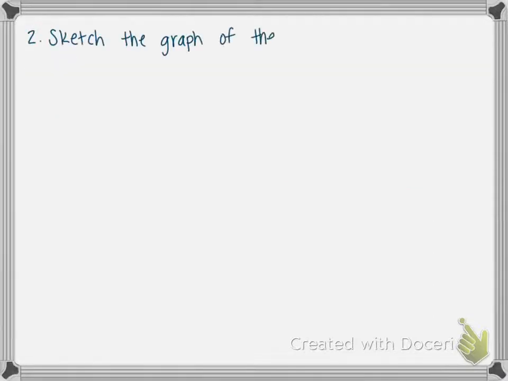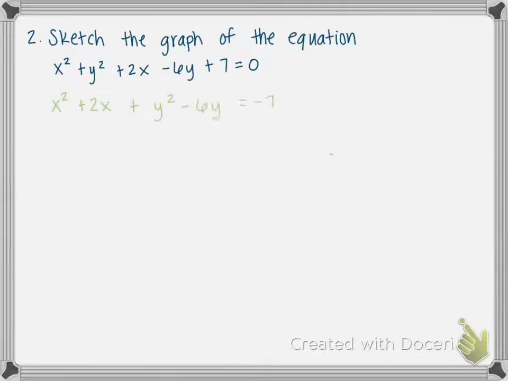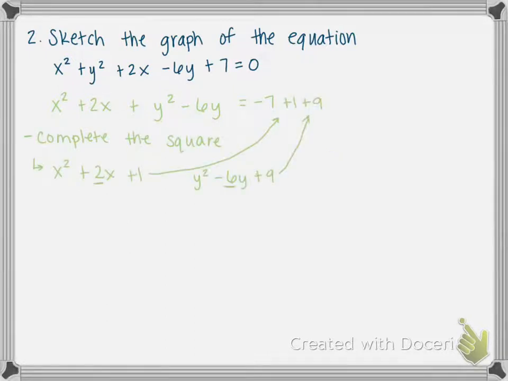Example number 2 says to sketch the graph of the equation x squared plus y squared plus 2x minus 6y plus 7 equals 0. Let's rewrite this so we have x's and y's together, and we can rewrite it as x squared plus 2x plus y squared minus 6y equals negative 7. So we just moved the 7 to the other side. We are going to complete the square, and so we will have x squared plus 2x plus 1 and y squared minus 6y plus 9.